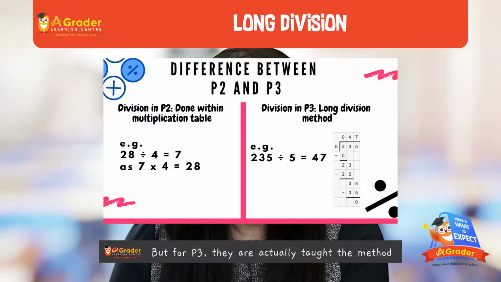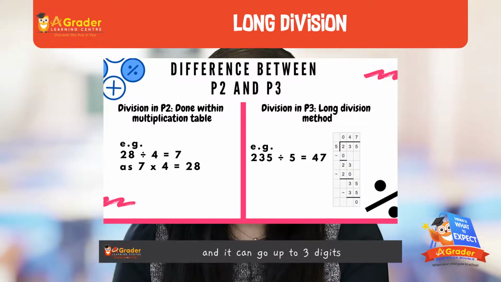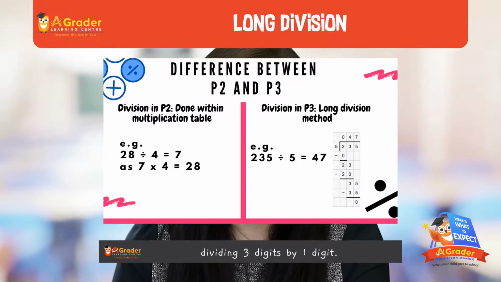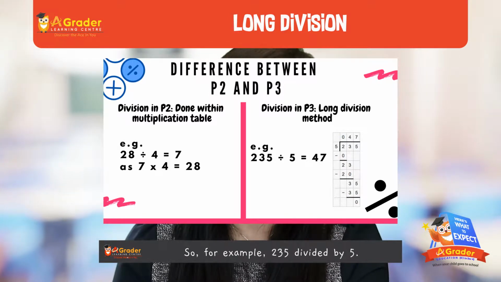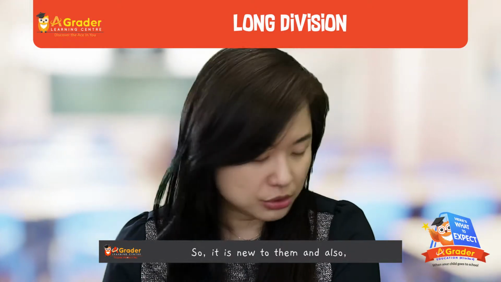But for P3, they are actually taught the method of long division where they have to do the working, and it can go up to 3 digits, dividing 3 digits by 1 digit. So for example, 235 divided by 5. So it is actually new to them.